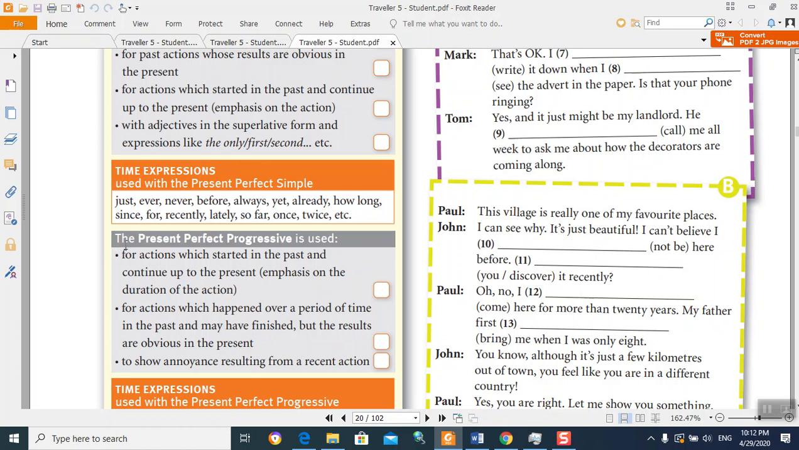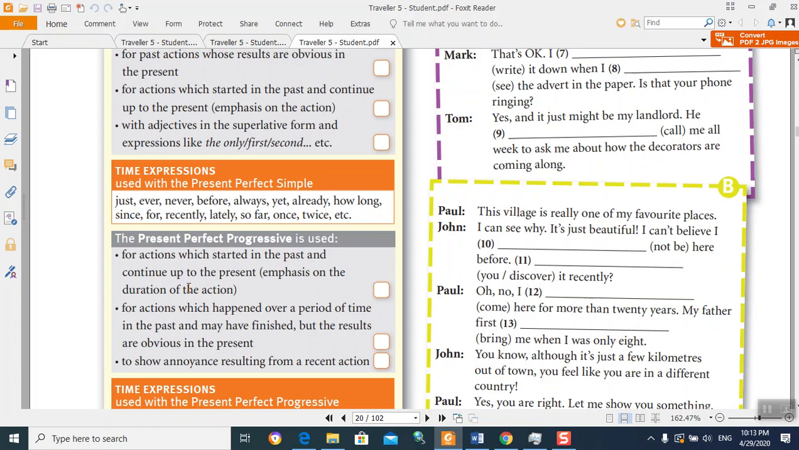Now, as I said, the present perfect progressive is used in these points: for actions which started in the past and continue up to the present, with emphasis on the duration of the action. Here we talk about the time. When you ask how long, here comes the answer. Of course, we form the present perfect progressive with has or have, plus been, and plus the verb ing. So this is the form of the verb.